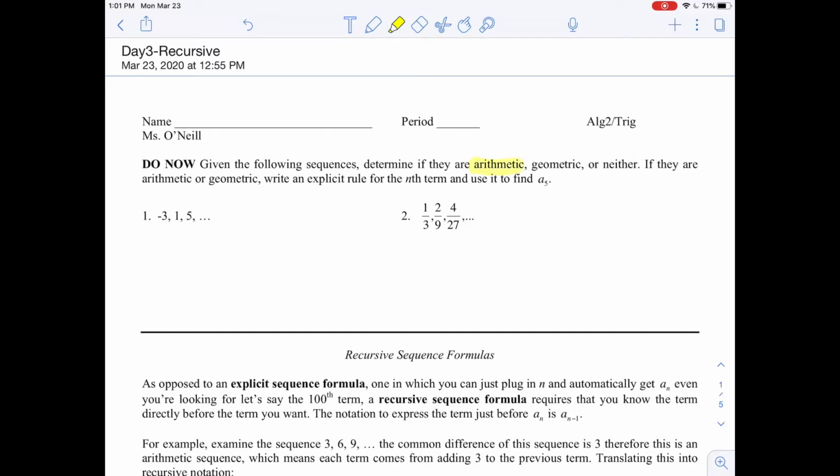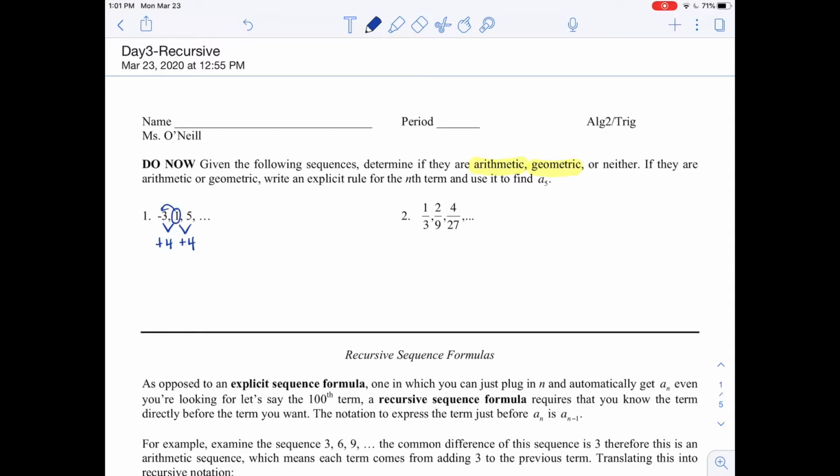Okay, so let's recap what we've been talking about for the past 2 days. We are comparing arithmetic sequences versus geometric sequences. An arithmetic sequence is one that has a common difference, which means that you're consistently adding or subtracting by the same amount each time. So if you notice in the first one, as I go from -3 to 1, I'm adding by 4, and from 1 to 5, I'm adding by 4.